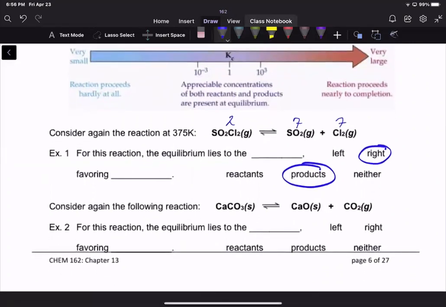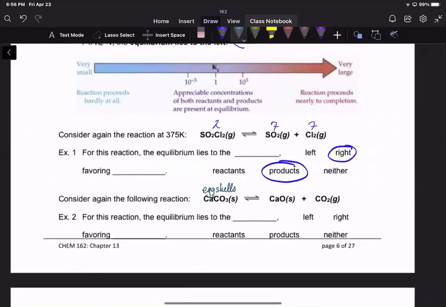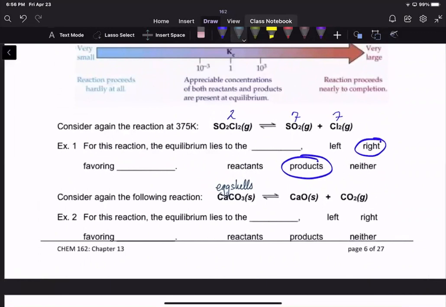All right, what about the eggshells? Calcium carbonate, that was our eggshells example. And we said that basically doesn't decompose on its own. So that one lies to the left. That's right. So it stays mostly reactants.